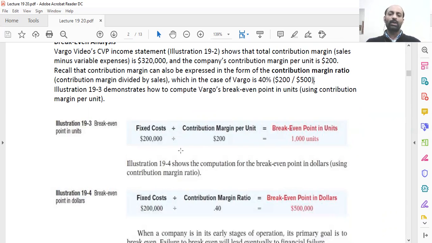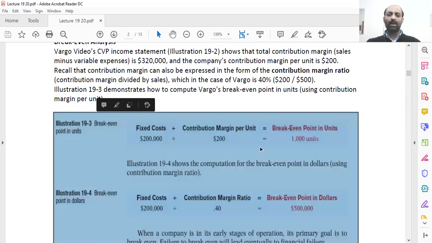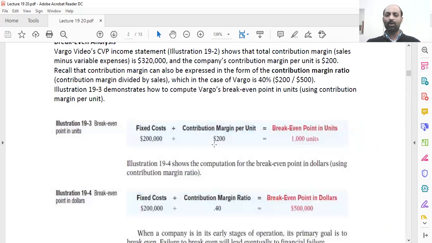So when you are calculating the break-even point in form of units, you divide the fixed cost, which is 200,000, divided by the contribution margin per unit, which is 200. So you get the break-even point in units.